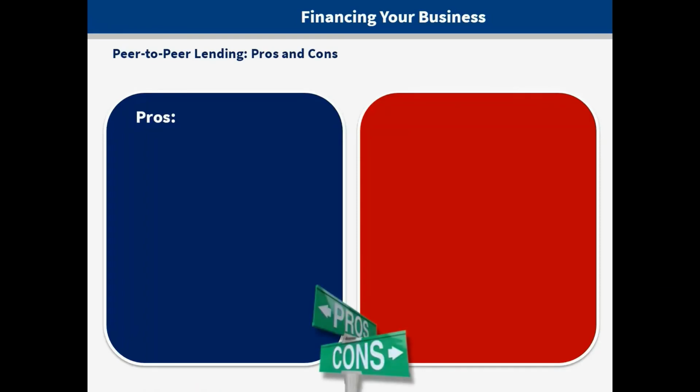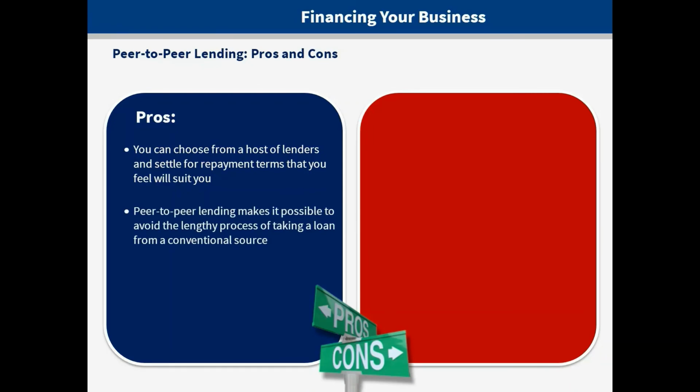Financing your business through peer-to-peer lending gives you the advantage of choosing from a host of lenders and settling for repayment terms that you feel will suit you. It also makes it possible to avoid the lengthy process of taking a loan from a conventional source. The disadvantage of this financing is that the terms of lending can often be vague, and the lender may have certain hidden terms of lending. You should check carefully before going ahead with this model of financing.